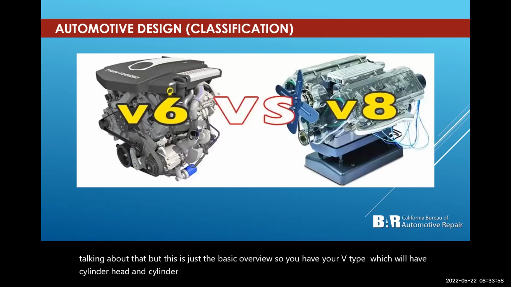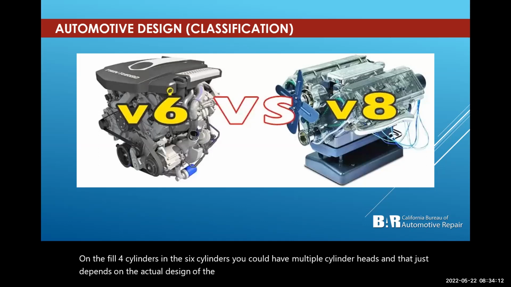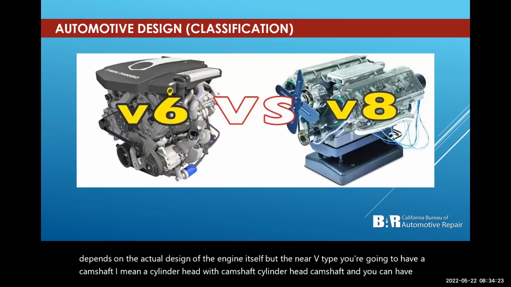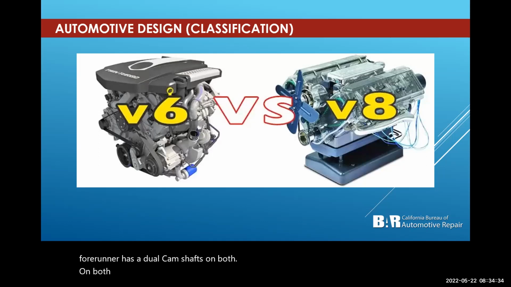Now I do want to clarify too, because on the previous slide we talked about 4-cylinders. On the 4-cylinders and the 6-cylinders, you could have multiple cylinder heads, and that just depends on the actual design of the engine itself. But your V type, you're going to have a cylinder head with camshaft, cylinder head with camshaft, and you can have multiple camshafts. You could have 2 camshafts, not uncommon. My 4Runner has dual camshafts on both cylinder heads. It's a V6 type model too.